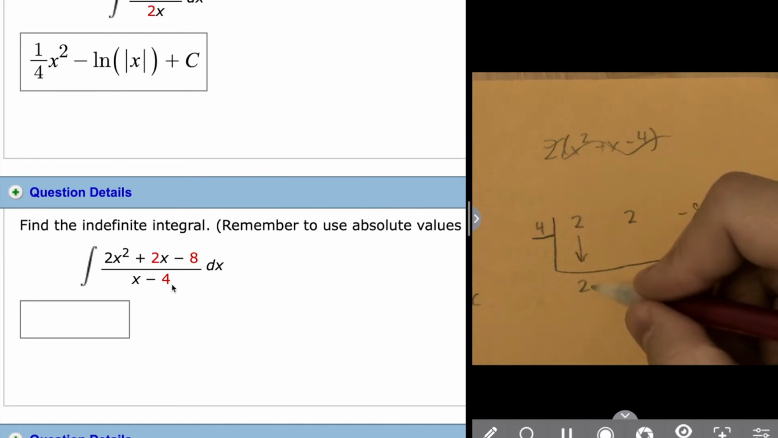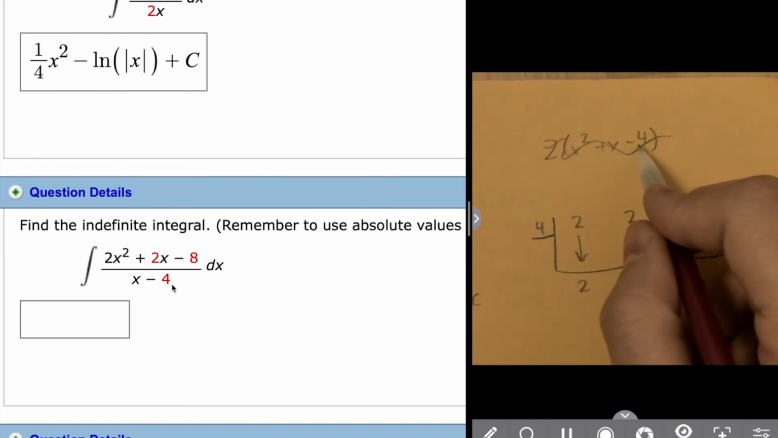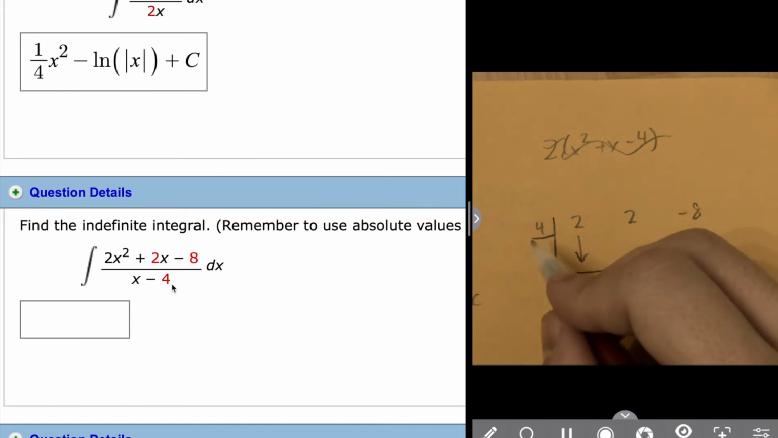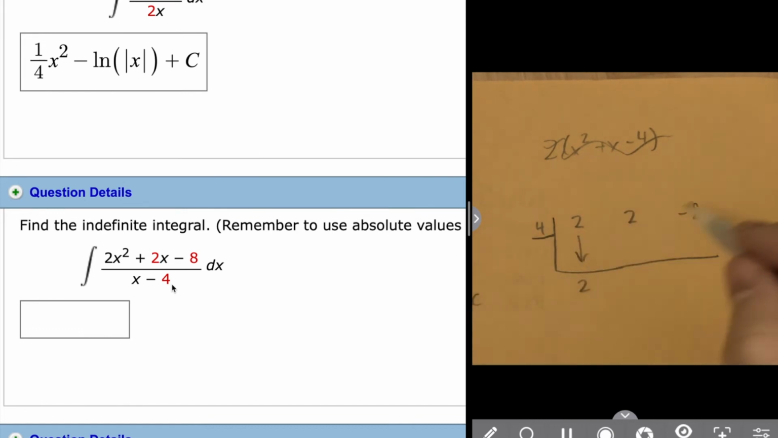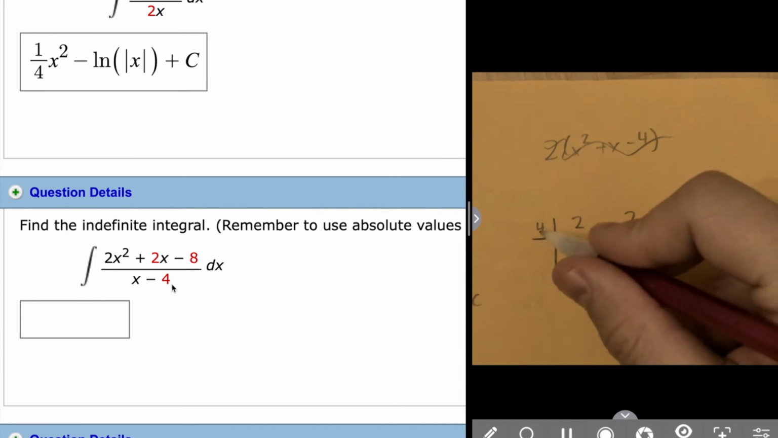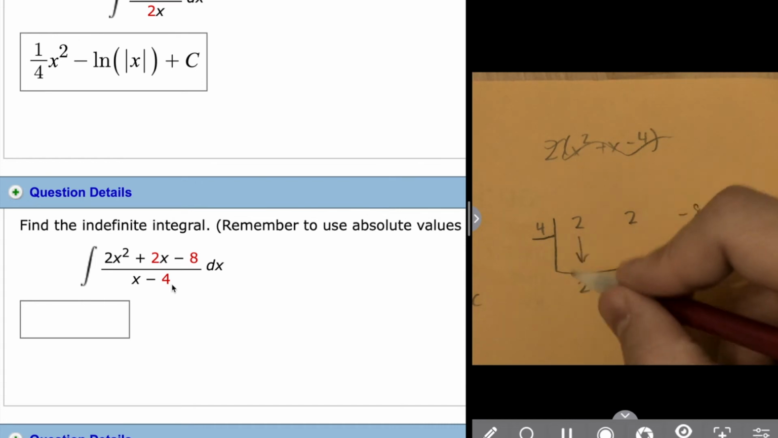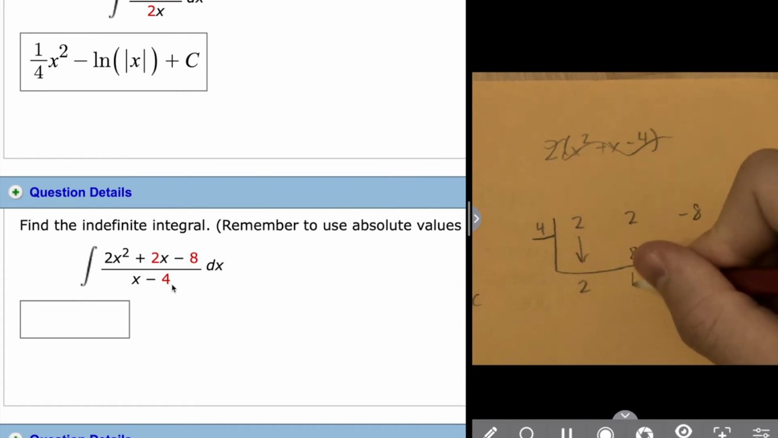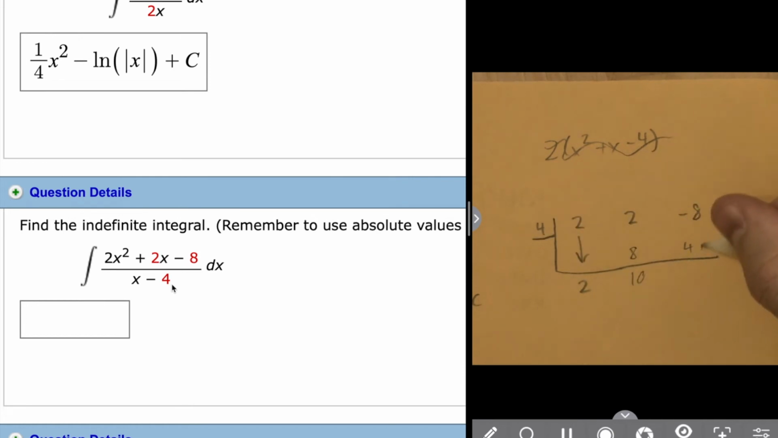Let's do synthetic division. Now the thing is, I know this doesn't factor well, or in other words, I know that x minus 4 isn't going to divide this cleanly, but that's actually going to be okay. So when I run through the synthetic division, I get 8, I combine and get 10, I multiply and get 40, and I combine and get 32, and there's my remainder.